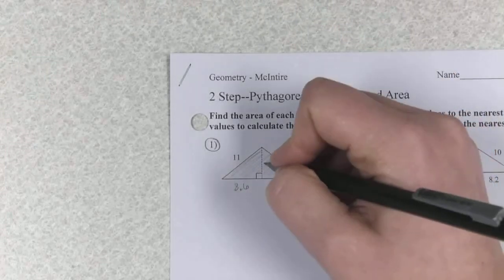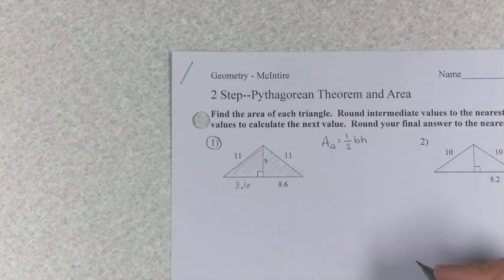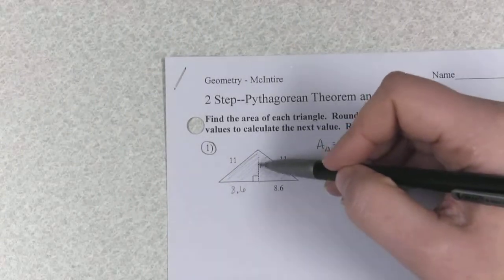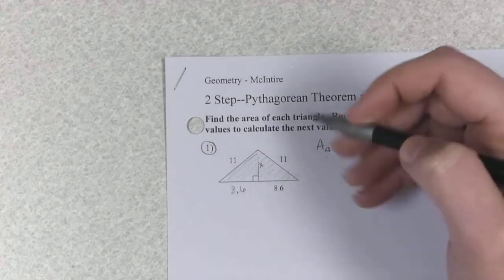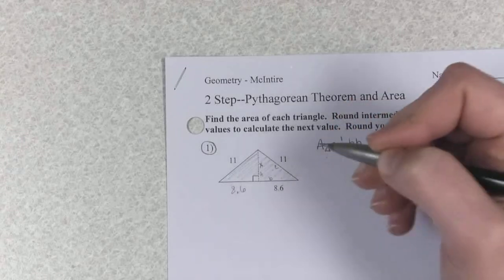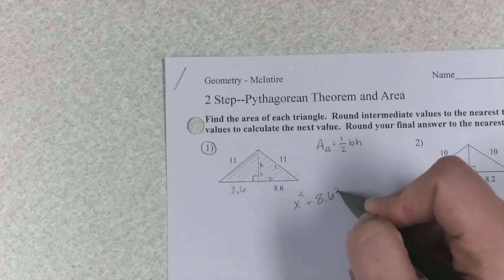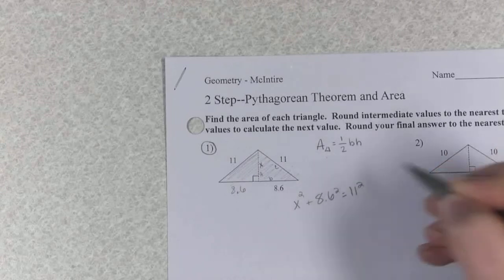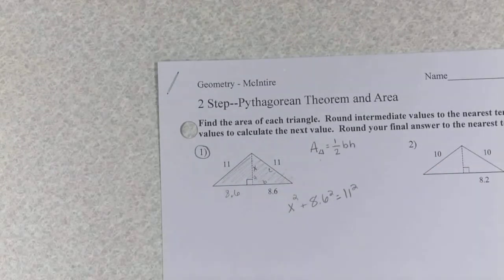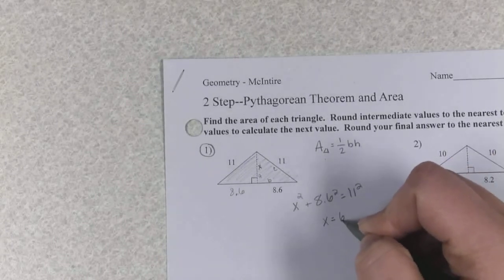So all I'm missing is the height of the triangle, and if you want to label that x, feel free. So to find the height, I'm going to use Pythagorean theorem, and I'm just using this half of the triangle to do that. So this would be my A, that would be B, and this is my C. So you would just set up x squared plus 8.6 squared equals 11 squared. And when you go ahead and solve for x, you would just get 6.9.